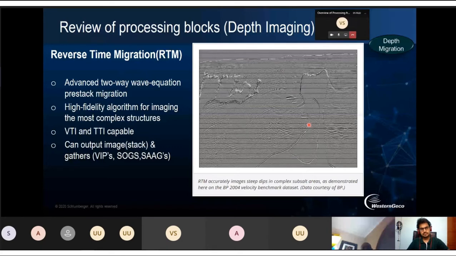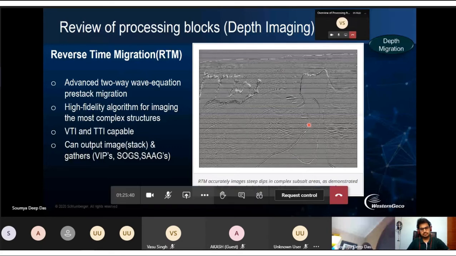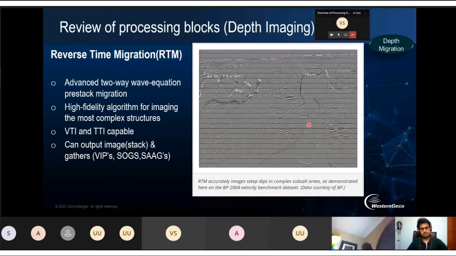RTM is like the basic kind of thing mostly done. In the last 6 years, I've seen everybody going for RTM without reservation. It is costly, but it is doable. Years ago, RTM was like the king, and people used to only use RTM because it used to run longer, and it was a very costly and memory intensive process. And that ends the depth imaging.